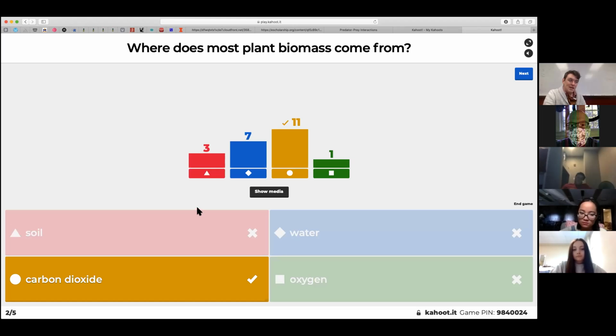Soil is where nutrients come from, but most of the weight of a plant's body is carbon. And when you talk about biomass, usually that's measured by first taking the organism and drying it out so there's no water in there at all. And then you weigh what remains, which is the carbon. And then that carbon comes from carbon dioxide.